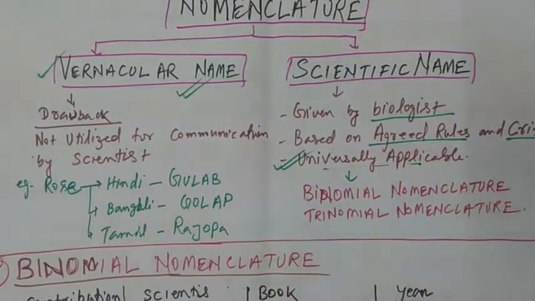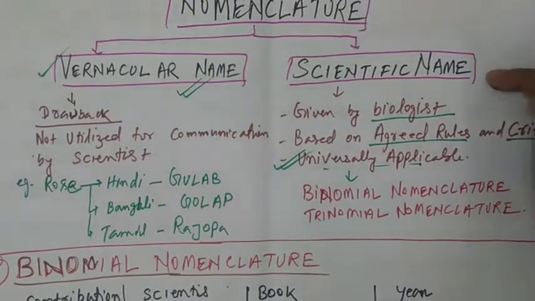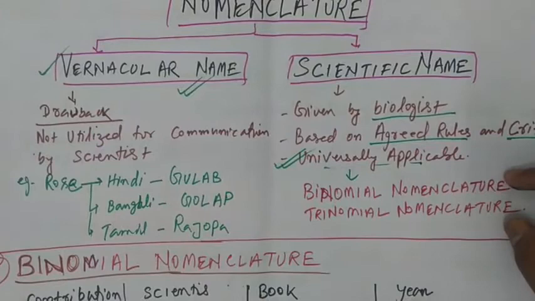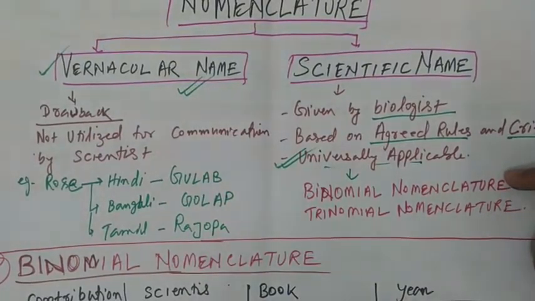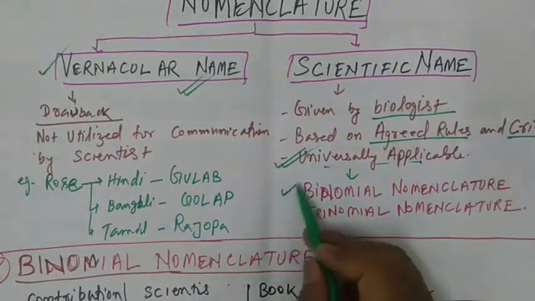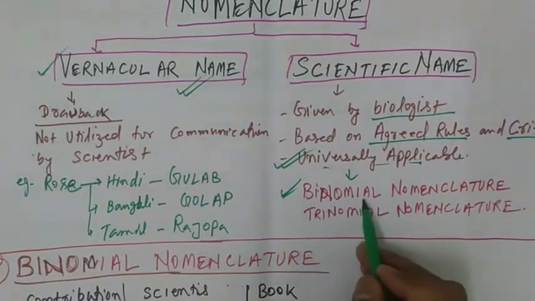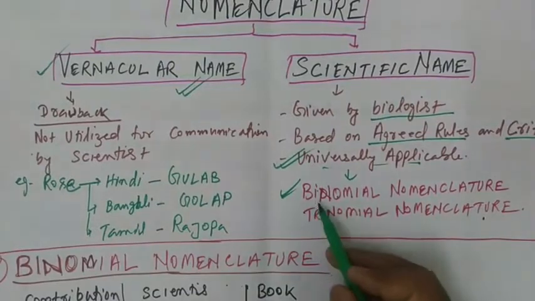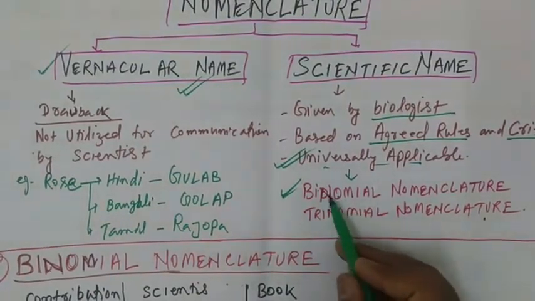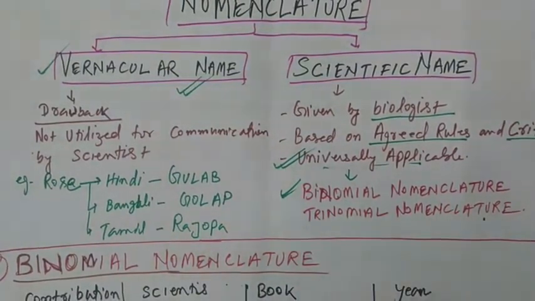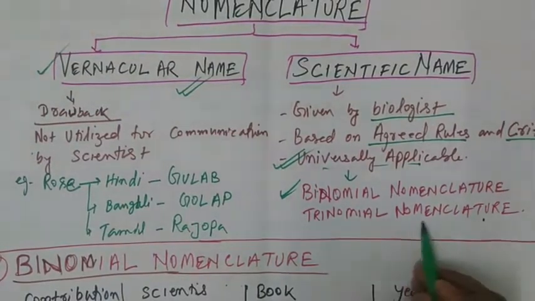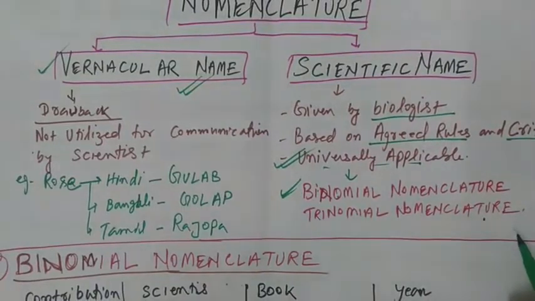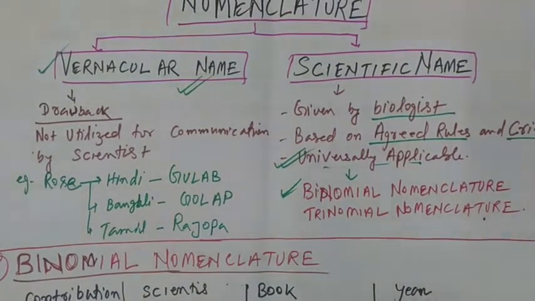Okay. In scientific naming, there are two types of naming. Basically, there are lots of types of names, but here we're going to discuss only two types of naming. One is binomial nomenclature, and the other is trinomial nomenclature. Binomial nomenclature is very famous. This was given by Carolus Linnaeus. And trinomial nomenclature is also famous. This was given by Lamarck. Now let's go to the details.